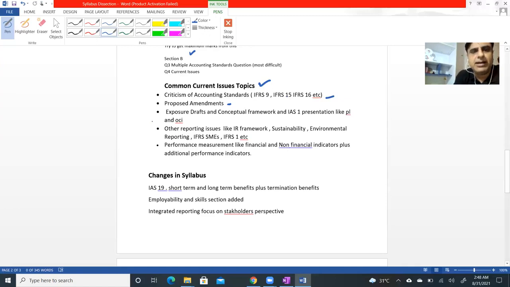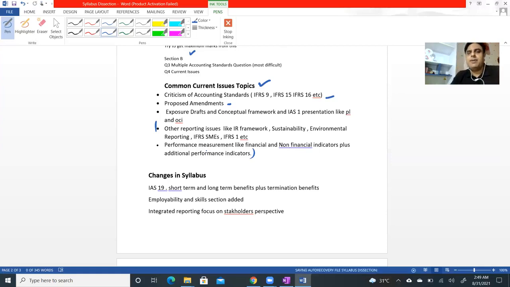This is the area which is now gaining very much importance in the eyes of the examiner nowadays. Students often see that a current issue is related with a proposed amendment. They often perceive that a current issue is related with the conceptual framework. No, a current issue is related with criticism of accounting standards. Current issues are related with other reporting framework issues like the integrated reporting framework, sustainability, environmental reporting, IFRS for SMEs. IFRS 1 is the first time adoption of accounting standards.